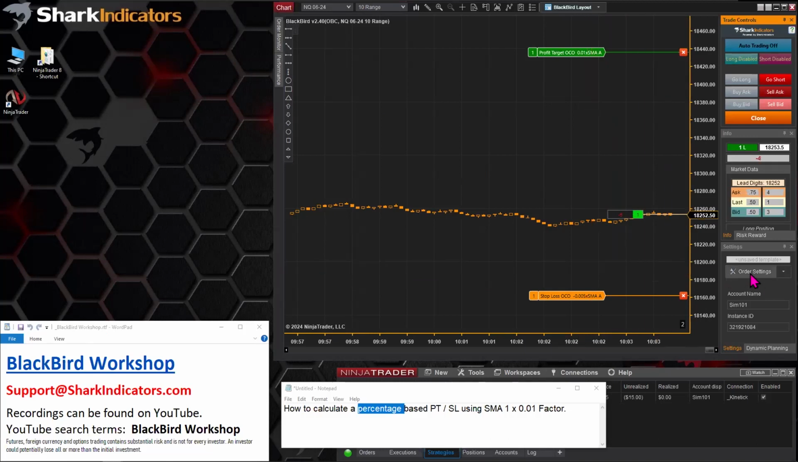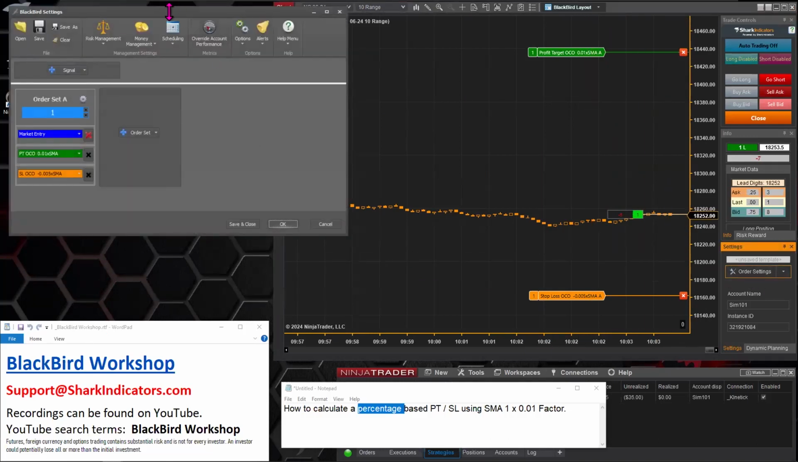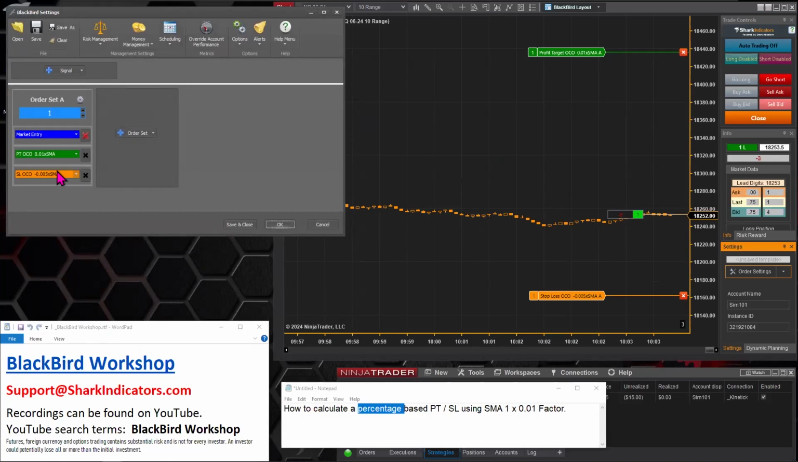Topic number 1, pretty simple and straightforward. It's a workaround to calculating a percentage-based profit target or stop loss. And there we go. It's even in the name of these exit orders here, where you can see the multiplier times the SMA.